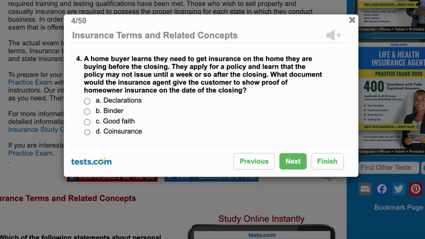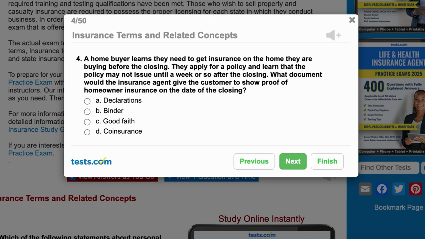Question 4. A home buyer learns they need to get insurance on the home they are buying before the closing. They apply for a policy and learn that the policy may not issue until a week or so after the closing. What document would the insurance agent give the customer to show proof of homeowner insurance on the date of the closing? A. Declarations. B. Binder. C. Good faith. D. Coinsurance.